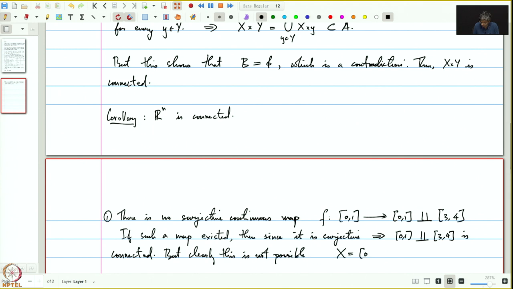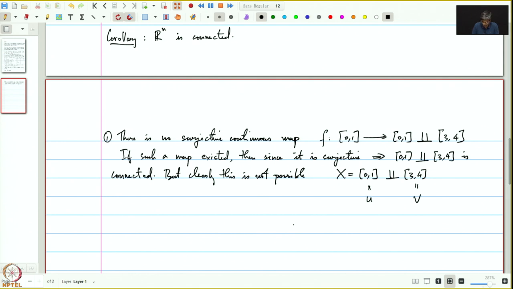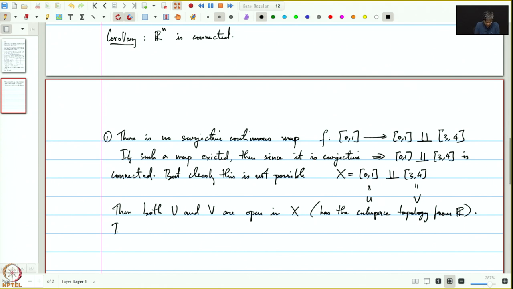Because if we let X equal to this disjoint union and we let this to be U and this to be V, then both U and V are open in X. We are giving X the subspace topology from R. So in particular, these two spaces cannot be homeomorphic.